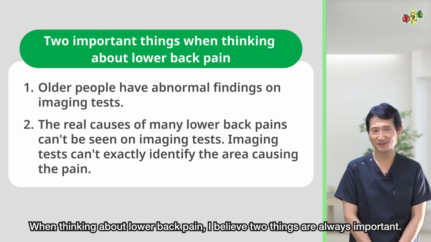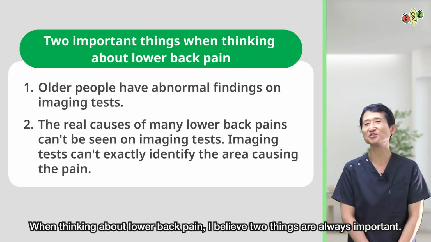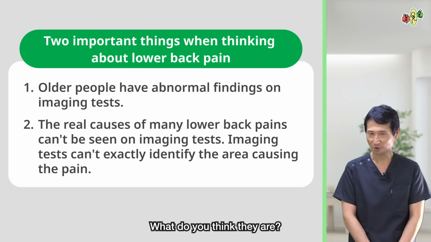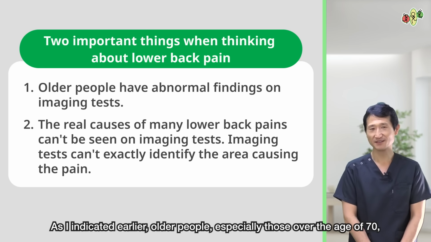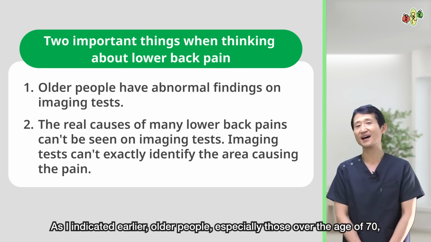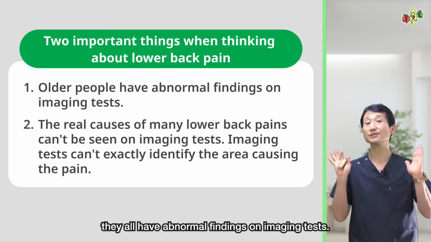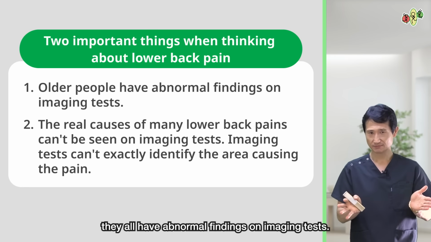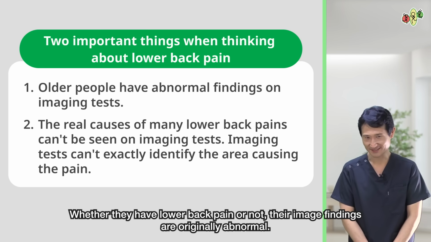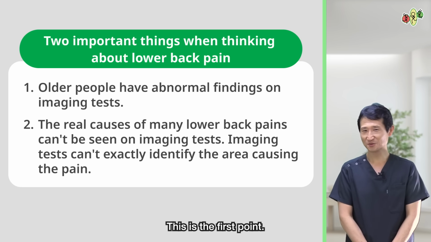When thinking about lower back pain, I believe two things are always important. What do you think they are? As I indicated earlier, older people, especially those over the age of 70, they all have abnormal findings on imaging tests. Does that make sense? Whether they have lower back pain or not, their image findings are originally abnormal. This is the first point.